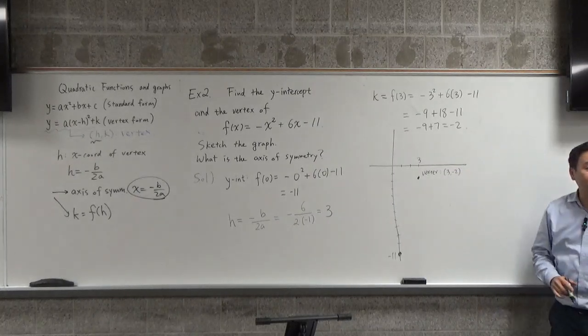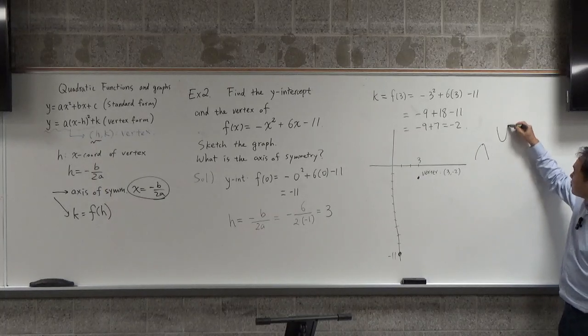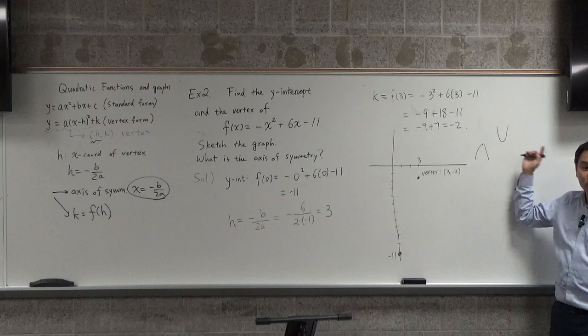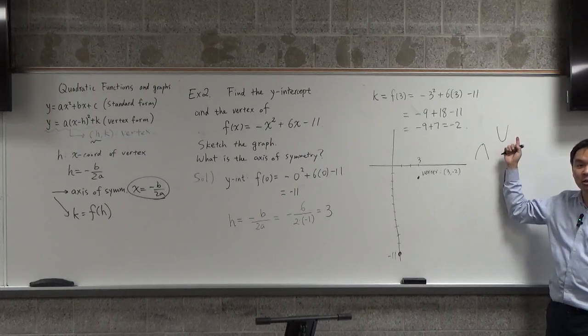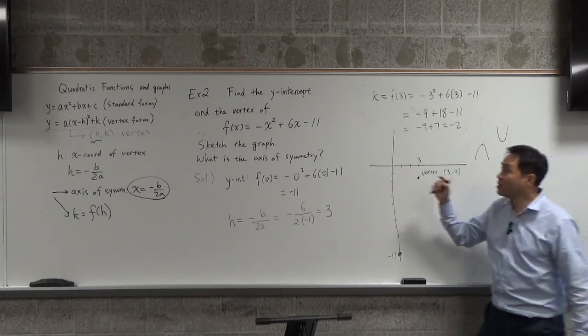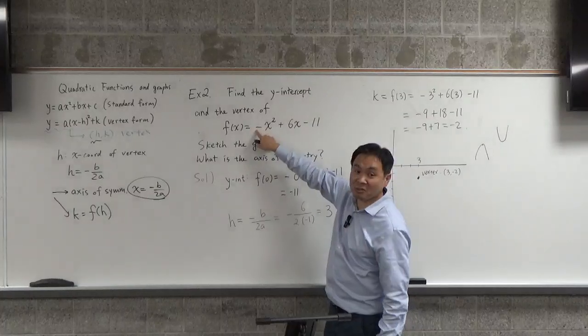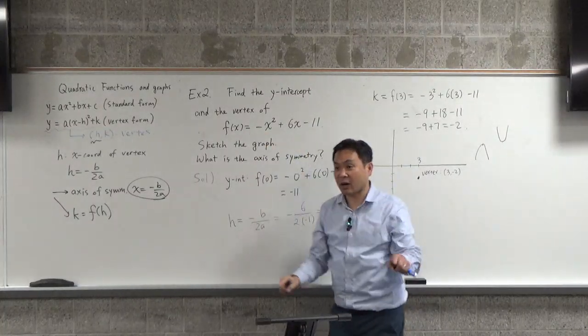Now, at the vertex, either the graph is like this or that, right? Which one are we working with? Opening down or opening up? Opening down. Why do we know that? Because the coefficient of x squared is negative. If this is negative, the parabola opens down, okay?